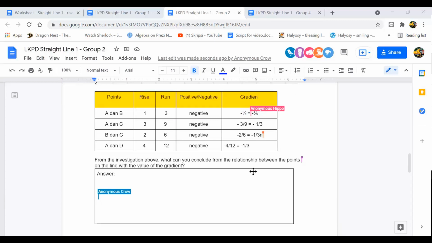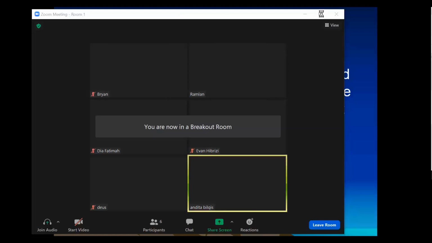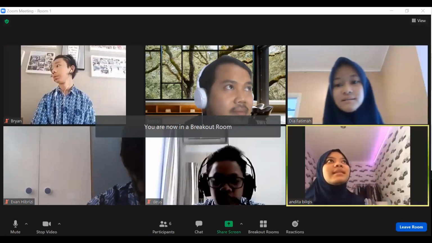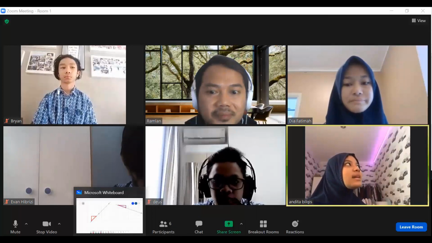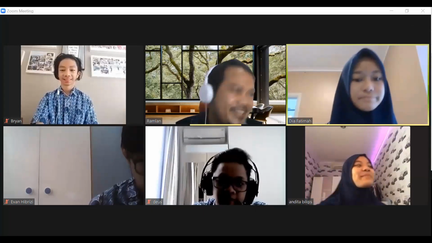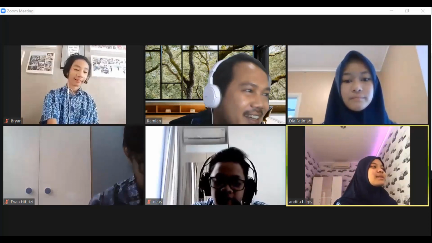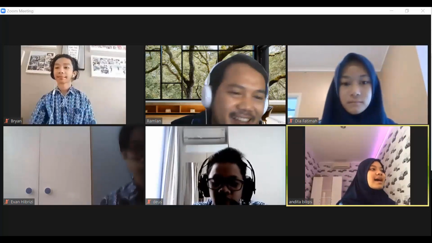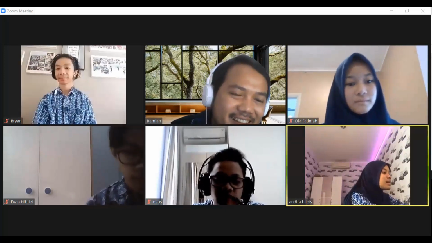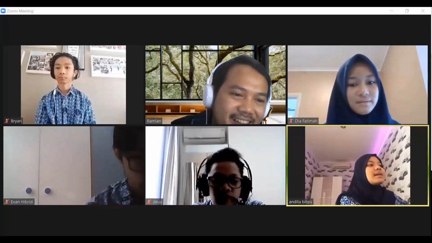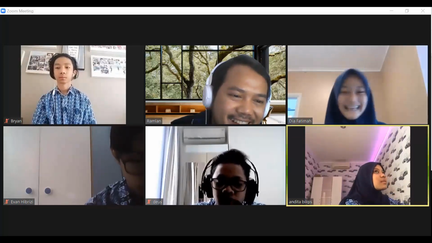Okay. From the investigation, what can you conclude from the relationship between the points on the line and the value of the gradient? If you choose different points anywhere, is it going to make the gradient different or not? Okay, so use your own words. It means that when we pick two random points on the line, the points already represent the same gradient.